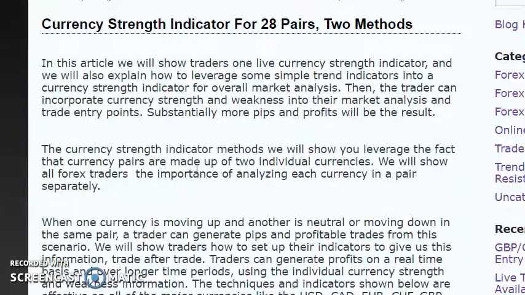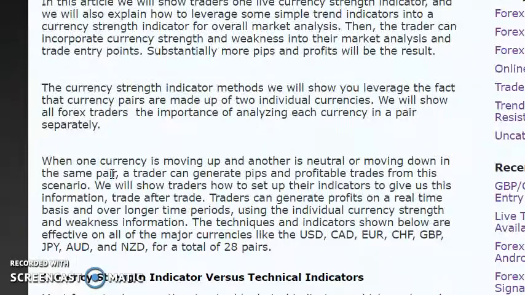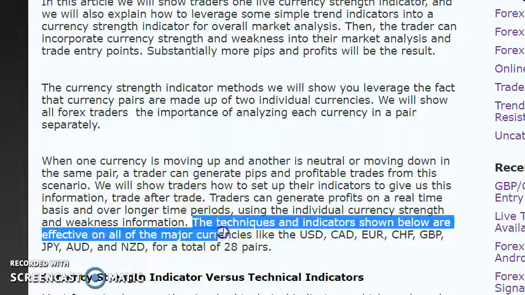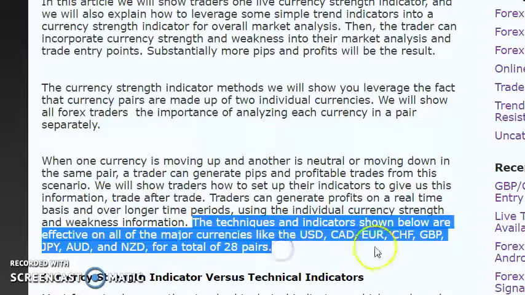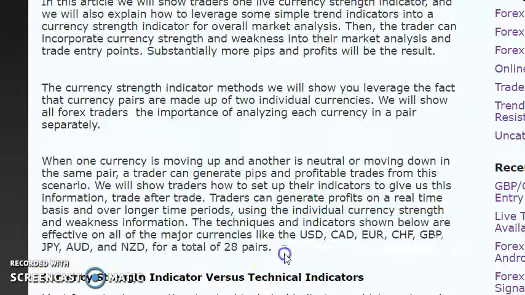What you want to do is figure out what currency is strong and what currency is neutral or weak, and then pair them against each other, and then you can get positive trades when trading up to 28 pairs. The techniques that we're going to show you in here work for 8 currencies. Here's a list of the currencies: US dollar, Canadian dollar, Japanese yen, New Zealand dollar, etc.